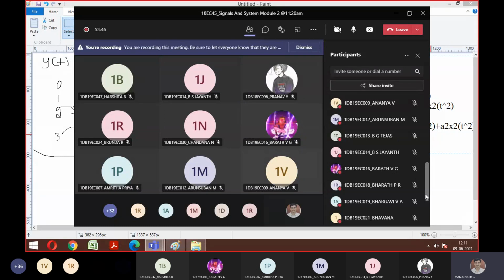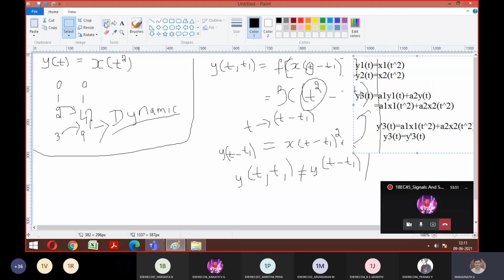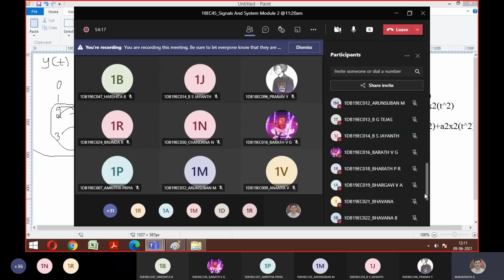So any doubts with this? Is it okay till here? I hope you understood what your friend told. So let me explain that. If you take t is equal to 1, there is no difference. If you substitute t is equal to 2, you are getting 4. See here, your present state is giving the future answer. So if it is depending on the future, it is called non-causal. I hope you understood this. Any doubts here? Shall I proceed?